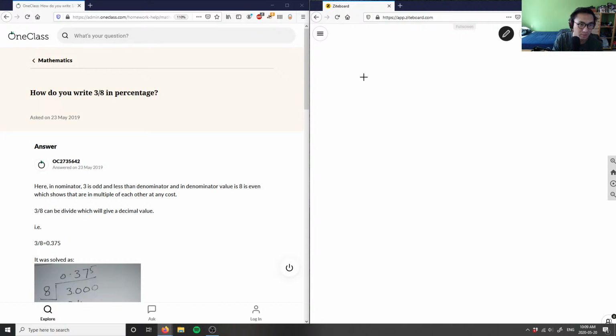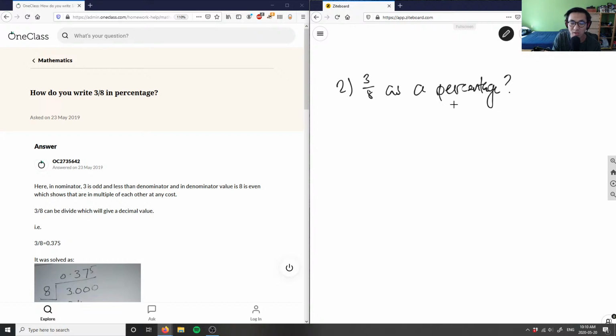So number 2, how do you write 3/8 in percentages? So I want 3/8 as a percent. When we look at percentages, what do we have to do? Well, we can multiply it by 100, or we can convert it to a decimal first. It's honestly up to you as to how to figure out this answer.